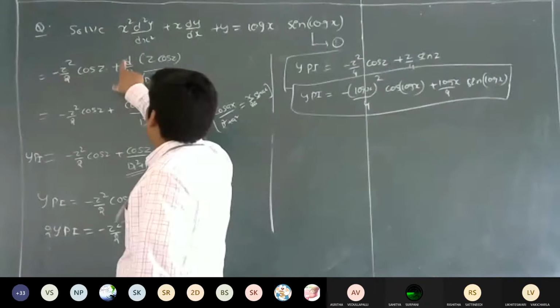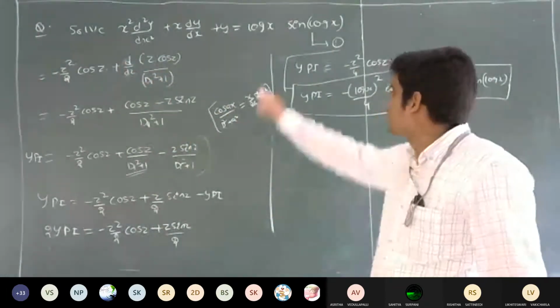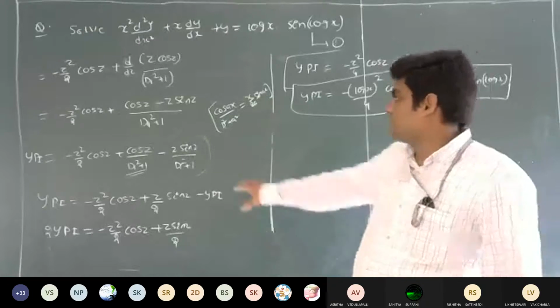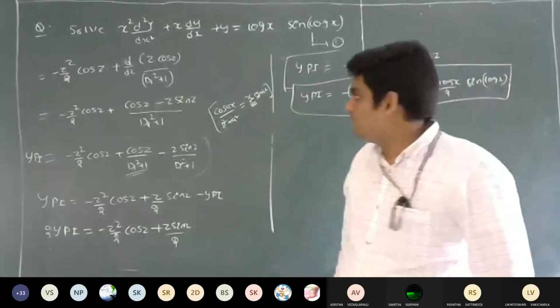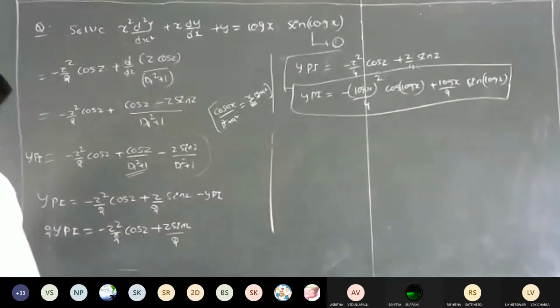But we have to differentiate that term. So because of that we are getting like that. This value is yPI1, and in the left hand side we have yPI, so it becomes 2 into yPI. Finally I just replace z is equal to log x. Therefore the required answer is minus of log x whole square by 4 into cos of log x plus log x by 4 into sin of log x.